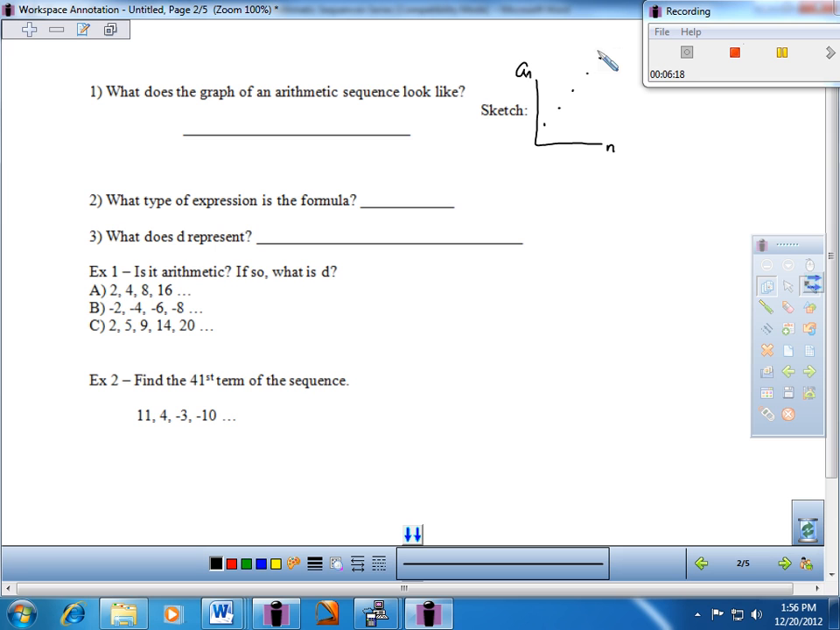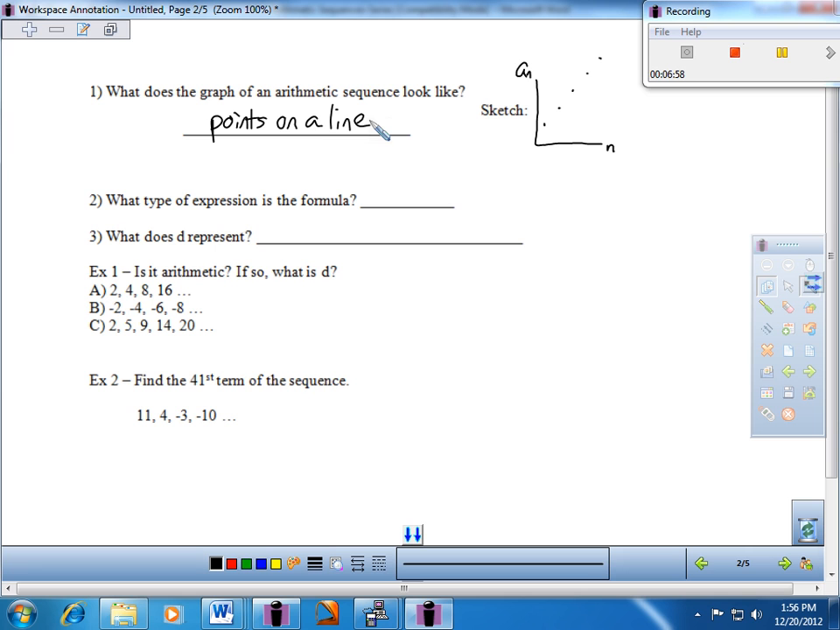Now remember, sequences are unique compared to what we've seen before with all the other functions. I'm not going to draw the line in place to connect the dots, because this is what's called a discrete function, meaning it's not continuous. I go from one point to another point, another point, and another point. It just jumps from one to the next. So there's no continuity in between. So for lack of a better description, let's just say points on a line, but not the line itself.